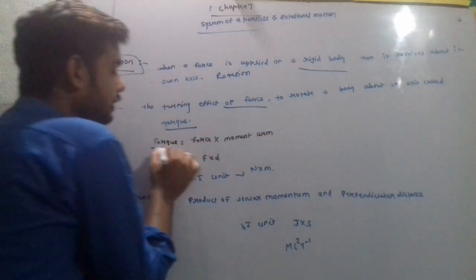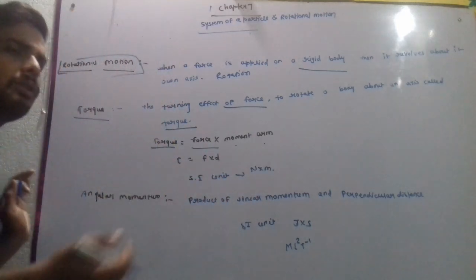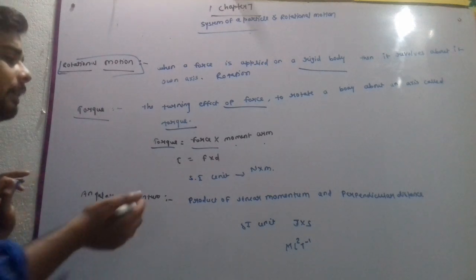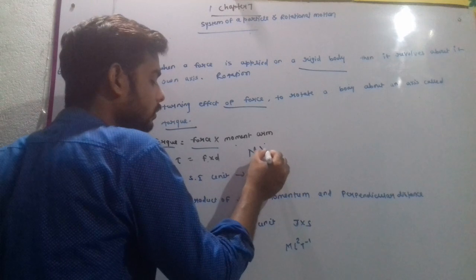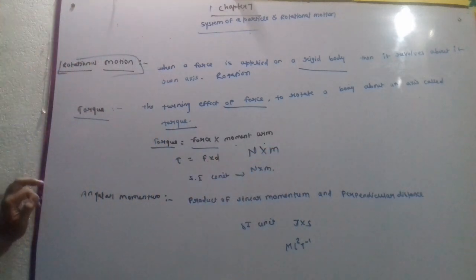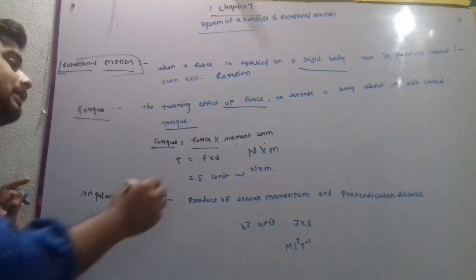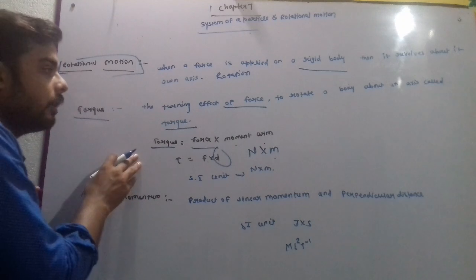Torque is defined as force into moment, or force into perpendicular distance, so we can say tau equals F into d. The SI unit of force is Newton and the unit of length is meter, so the unit of force into perpendicular distance is Newton meter. So torque is the turning effect on a body.